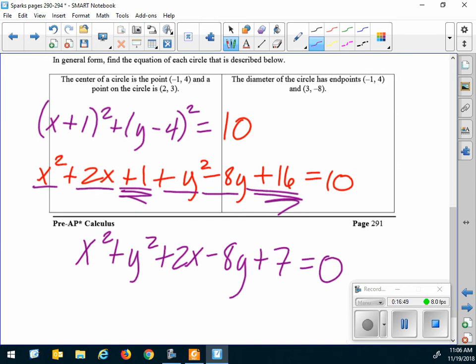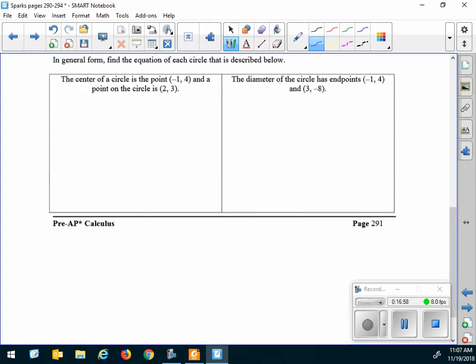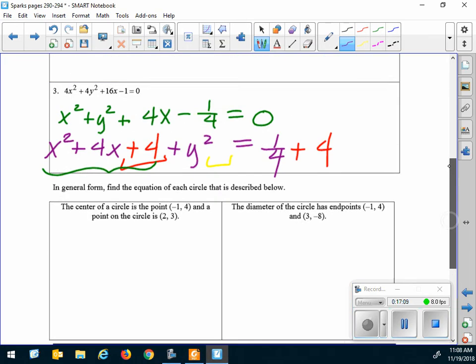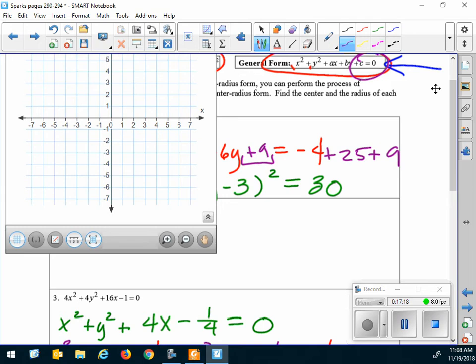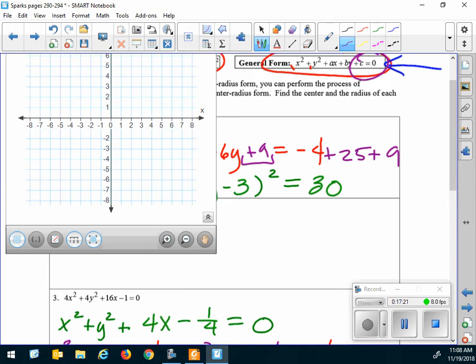Let's see. The diameter of the circle has endpoints -1, 4, and 3, -8. Well, all right then. Do you guys, would it be helpful to you if you had a piece of graph paper? Anybody? -1, 4, and 3, -8. Let me see if I can make that.